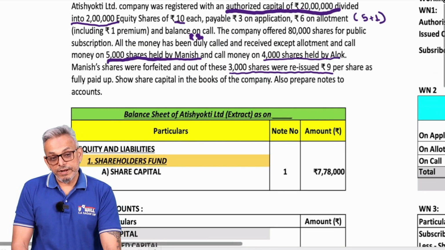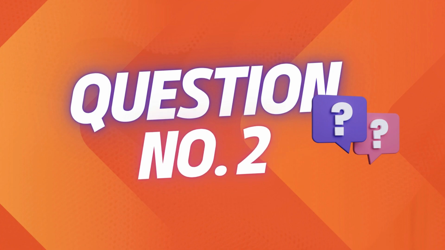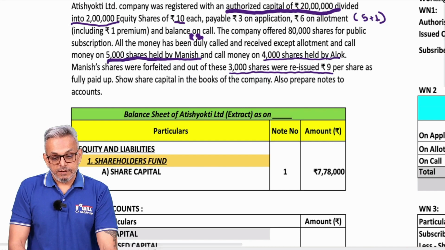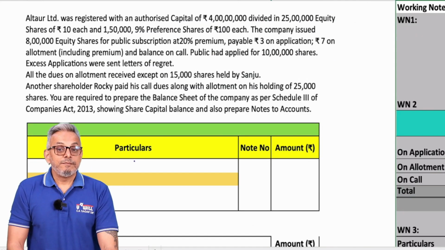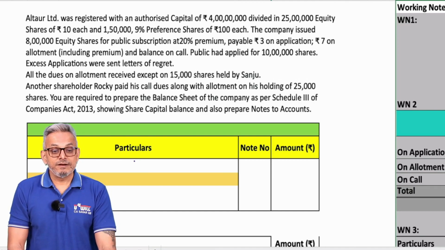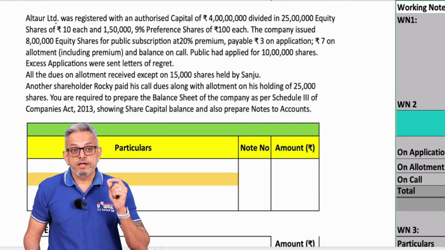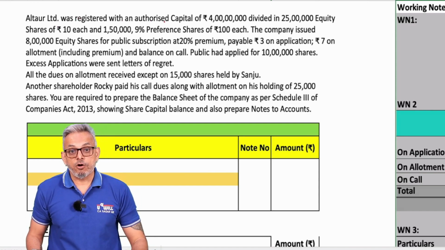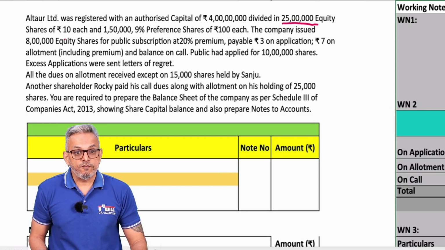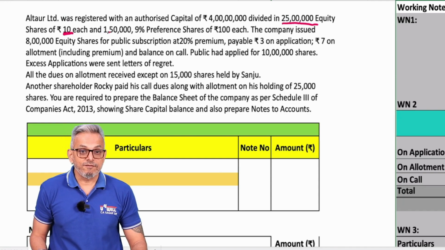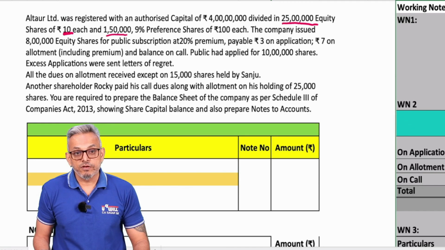Now we'll be moving to one more sum. Now over here, dear students, please pay attention and read the question properly. Now this is a bit tricky question, so please be careful while you read the question. Altaur Limited was registered with an authorized capital of 4 crore divided into 25 lakh equity shares of 10 each. 10 is the face value, the basic value of the shares, and 1,50,000, 9% preference shares of rupees 100 each.